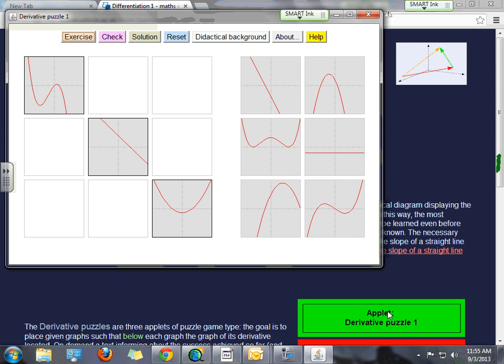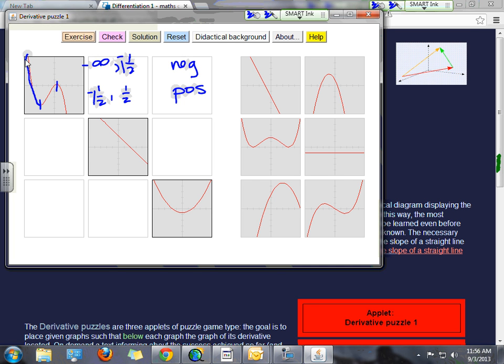I see that I have a function that's decreasing until about, I don't know, about negative 1.5. So that means my derivative is going to be less than 0 from negative infinity to negative 1.5. And then it's going to be increasing from about negative 1.5 to positive 1/2, so the derivative is going to be positive. And then it's going to be negative from 1/2 to positive infinity, because the function is decreasing.